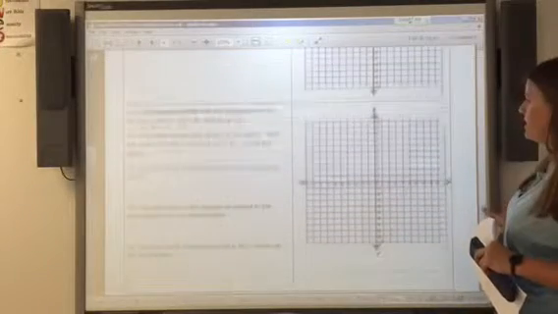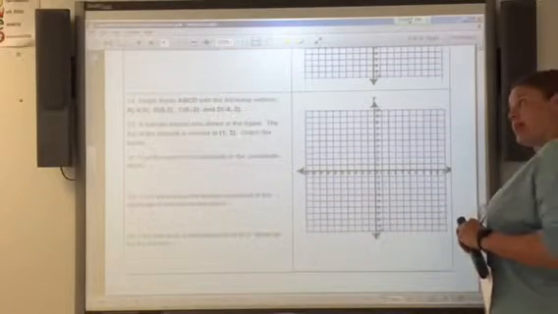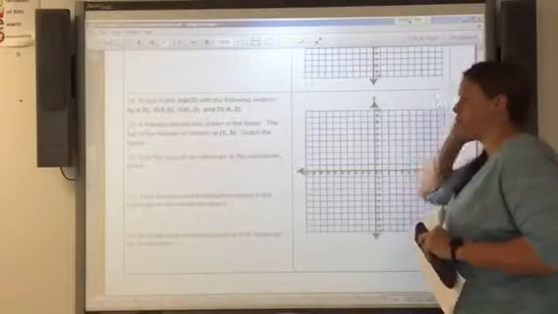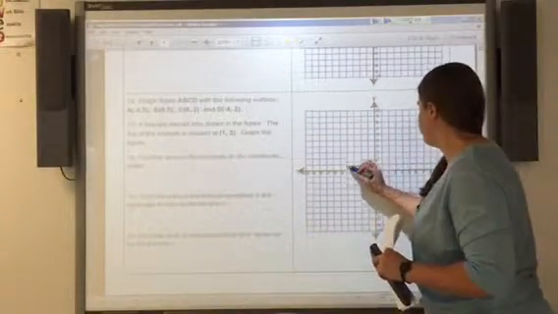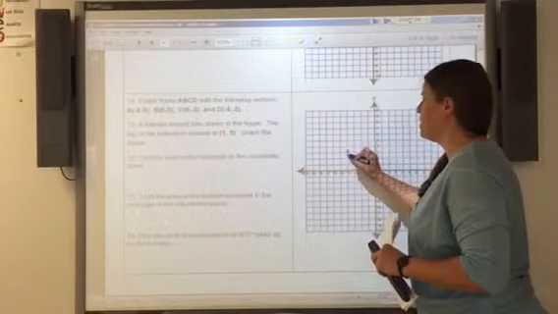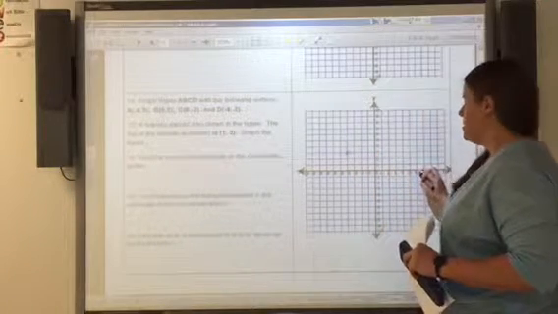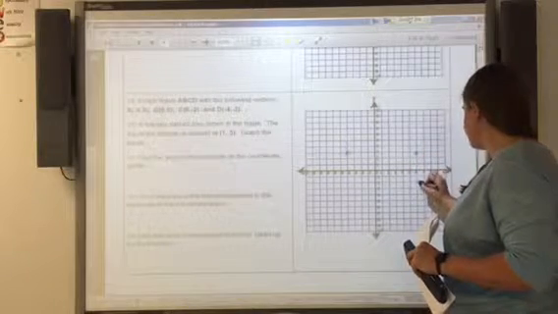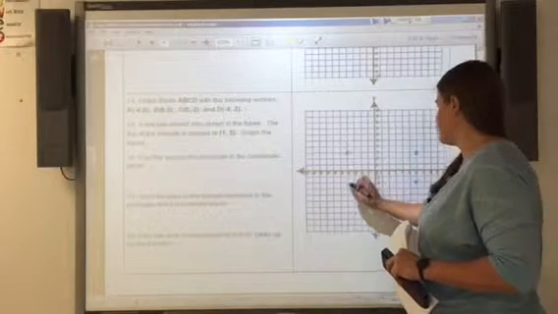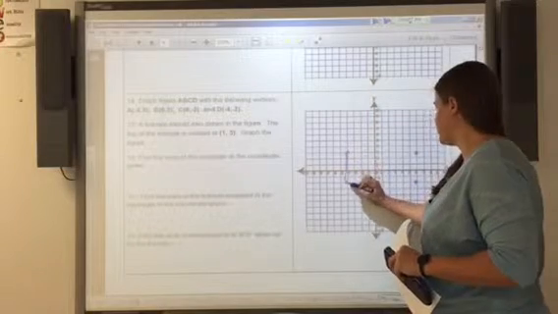Okay. All right, next one is graph the figure ABCD with the following vertices. Okay, so we have (-4, 3), (6, 3), (6, -2), and (-4, -2). So we have a rectangle here.